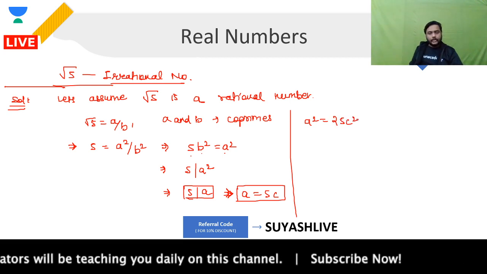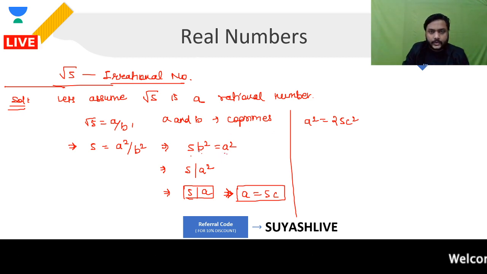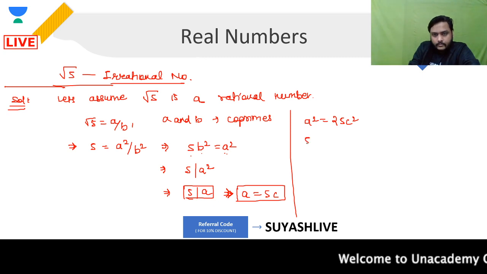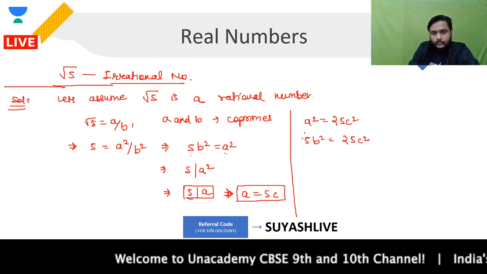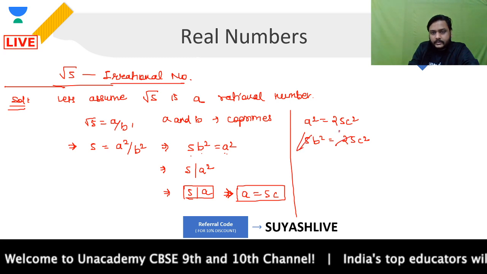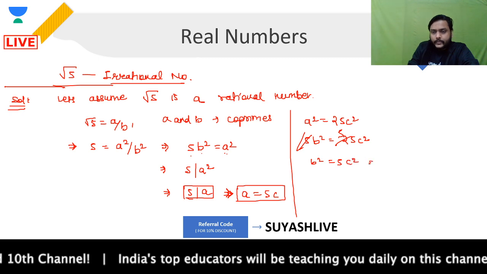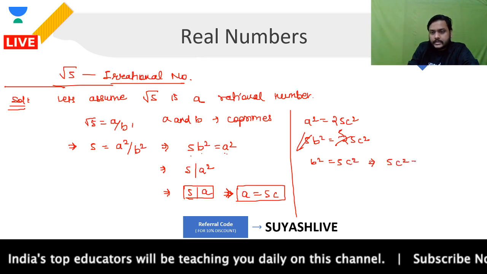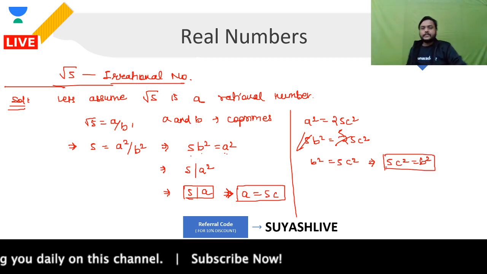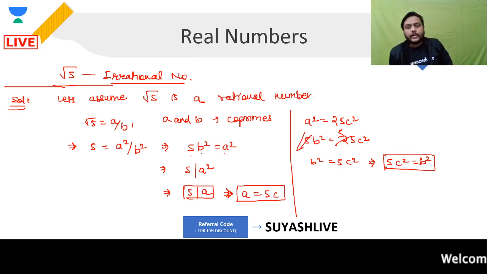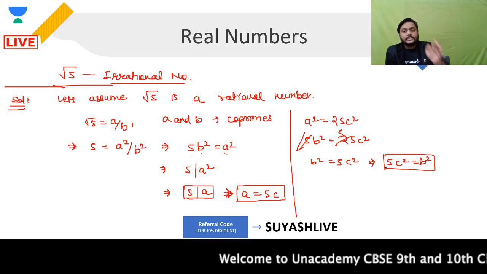Got it? Cool. When a square is 25c square, now let's put the value of a square, that is 5b square. This is cancelled 5 times. You got b square is equal to 5c square, and this will give you 5c square is equal to b square. Are you clear with this or not? Right? So what you are having? You are having 5c square is equal to b square. I repeat, 5c square is equal to b square.